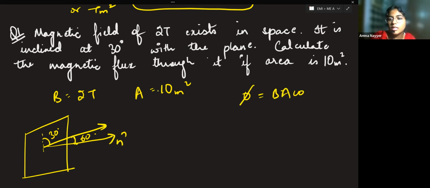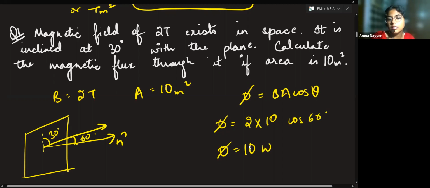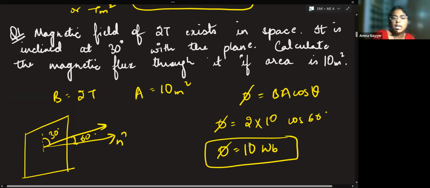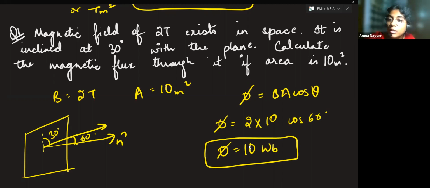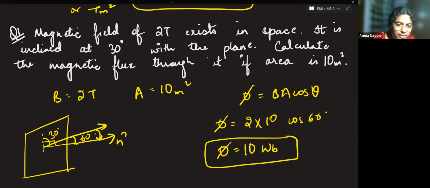Phi will be BA cos theta. So phi will be B is 2, area is 10, cos 60 degrees. That will become 10 only. Understood why we are choosing 60 degrees and not 30 degrees, while only 30 degrees is provided in the question? The reason is simple: that 30 degrees is formed with the plane. We want this angle, so we'll subtract from 90 degrees and obtain this 60 degrees. The diagram is actually incorrect, as 60 degrees looks less and 30 degrees looks more, so draw it properly.